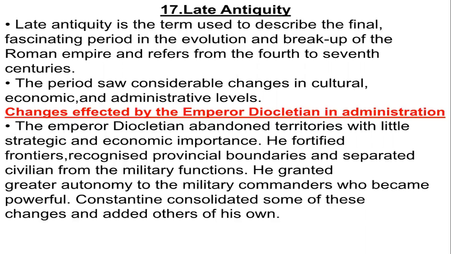It may be best to start with what changes began with Diocletian. He was an emperor from 284 to 305. Over-expansion made Diocletian cut back by abandoning territories that had little strategic or economic value. These territories were completely abandoned. And he fortified the frontiers, he reorganized the provincial boundaries, and he separated the civilian from military functions.